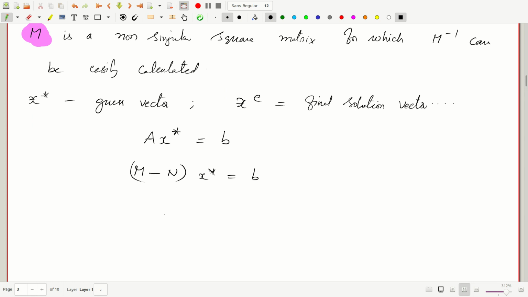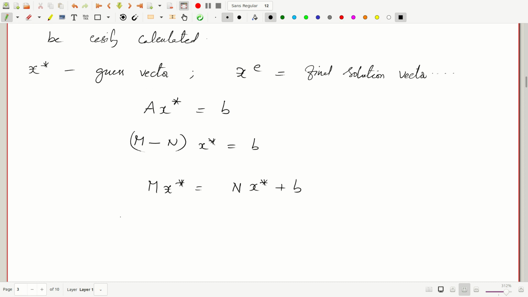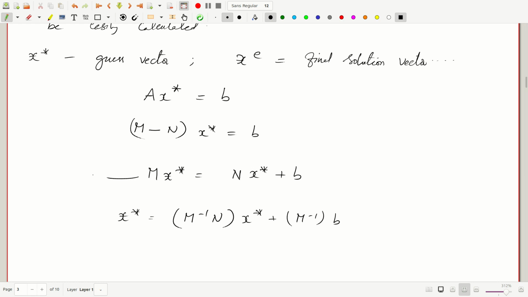Then the value of M x star can be left on the left hand side, and then the N x star can be taken to the right hand side. Then we can write something like this. Then what we basically have is x star equals M inverse N times x star plus M inverse times b. Now we said that it is easy to invert the M matrix.